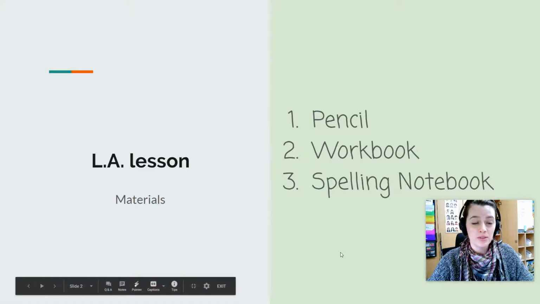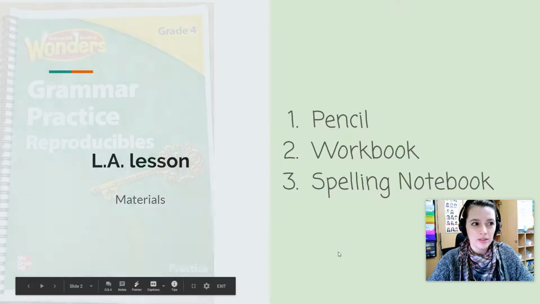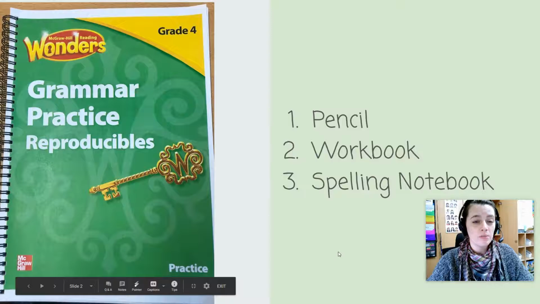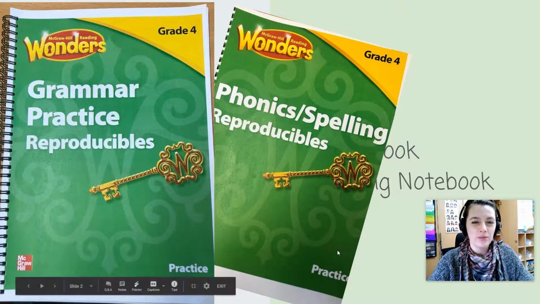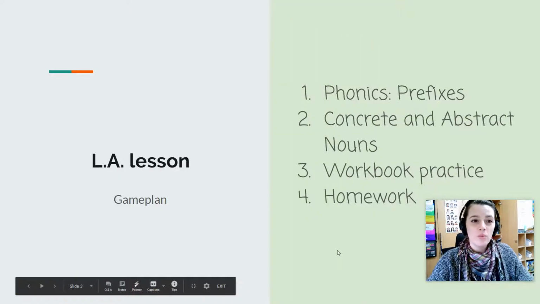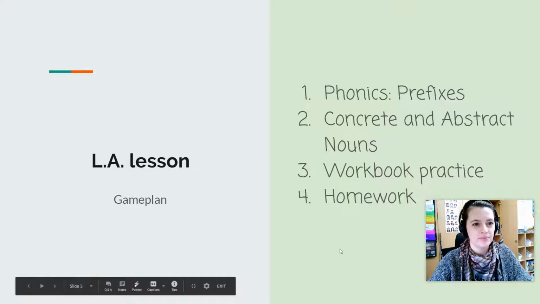Today, you're going to need your pencil, your workbook that I made for you, and your spelling notebook. Just to remind you, your workbook has a grammar and a phonics section. We're going to use both today, so make sure that you have this workbook ready to go. Okay, we're going to talk about prefixes in phonics today. Then we'll discuss concrete and abstract nouns. After that, we're going to do some workbook practice and talk about your homework. It's not really homework, it's an assignment period and it's classwork.